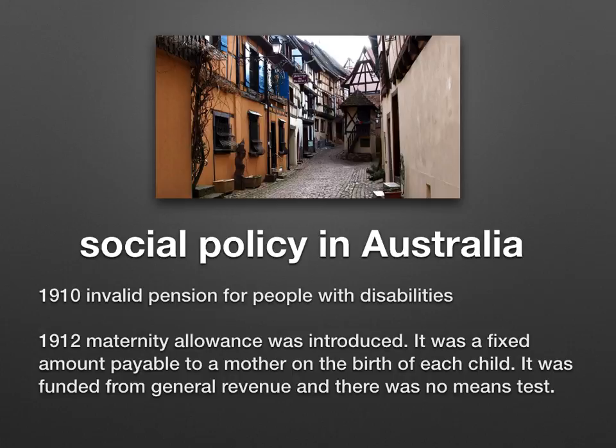Remember we said that in 1909 we first got the old age pension. In 1910 the invalid pension became available, and in 1912 maternity allowance was introduced, and this was a fixed amount payable to a mother on the birth of each child. It's been called lots of different things over the years. We still have it today, and that's pretty amazing when you think that that came in 1912.